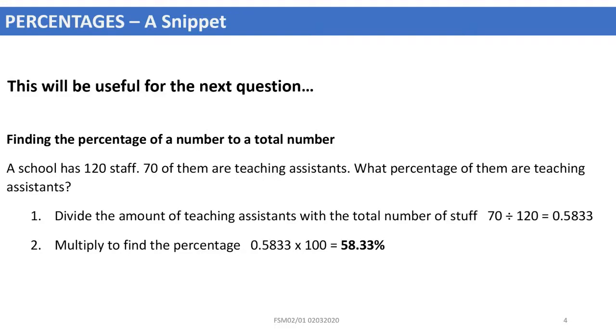One of the favourite ones might be, for example, a school has 120 staff, 70 of them are teaching assistants. What percentage of them are teaching assistants? In a case like this, you take the smaller number and divide it by the bigger number. So 70 teaching assistants divided by 120 staff gives us 0.5833. To find a percentage, you multiply it by 100, which gives you 58.33%, which is how many teaching assistants there are in this school compared against the amount of staff.